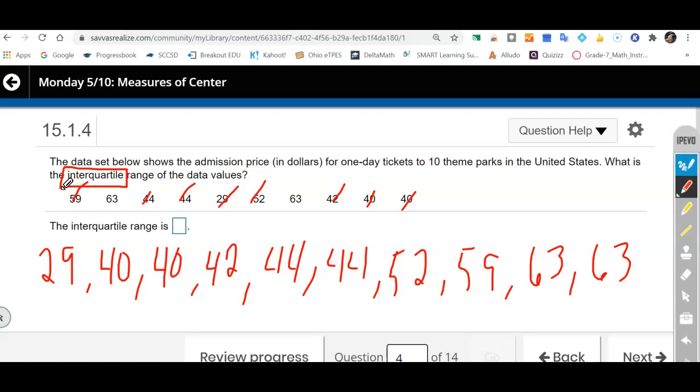So the first thing we have to do is find the middle. 1, 2, 3, 4, 5, 6, 7, 8, 9, 10. So 1, 2, 3, 4, 5. So my middle is right there. I broke it up into 2 equal halves, right? But quartile tells us I have to break it up into 4 equal parts. So now what do you think we do? What do I have to do to break it up into 4 equal parts?